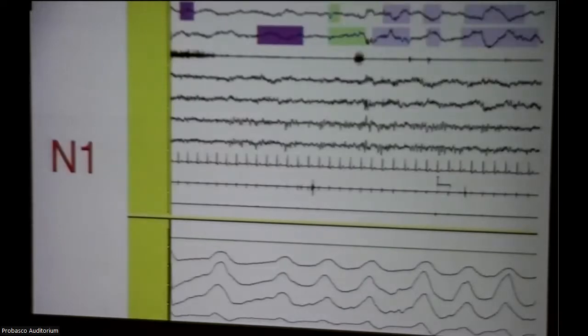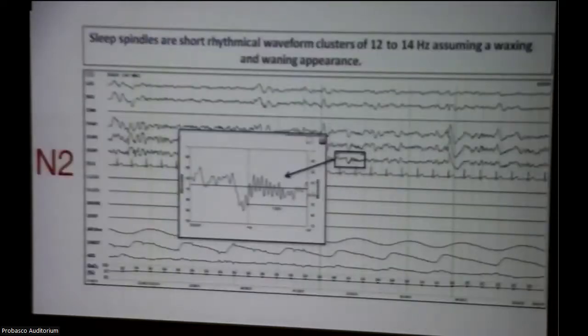Then we go into N1. Here you start seeing the slow wave. He's getting drowsy. You start seeing mixed frequency. You lose the alpha background. You start losing a little bit of the chin tone on the EMG. After this, you typically see N2, where you see the emergence of sleep spindles and K-complexes, and vertex waves, which you start seeing from N1. And you still see some slow eye movements.